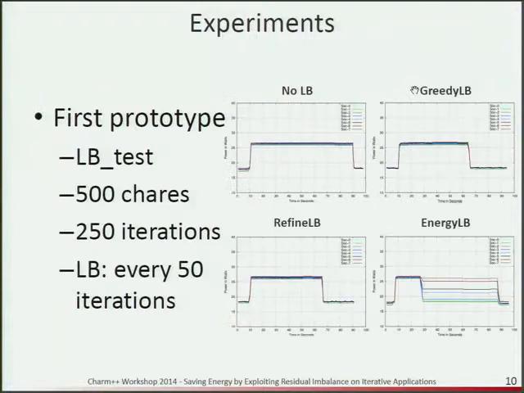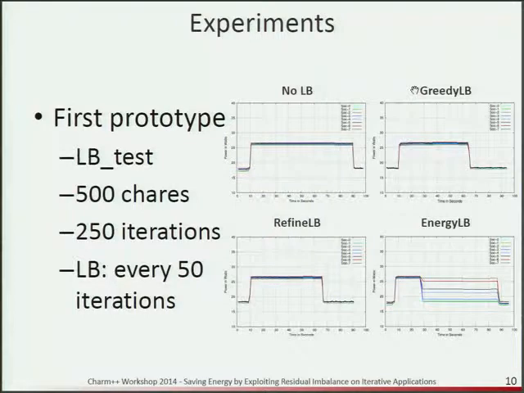For the results, I'll discuss a bit about the first prototype and then the second one. These are some results using LB test, a benchmark that comes with Charm++, running 500 chares for 250 iterations. What we have in those figures are 4 figures: one when we're using no load balancer, then greedy, refine LB, and just energy LB, just the energy module without load balancing, okay? The vertical axis represents the power for each of the 8 sockets used, and the horizontal axis is time.